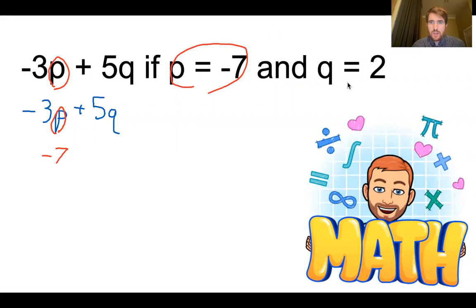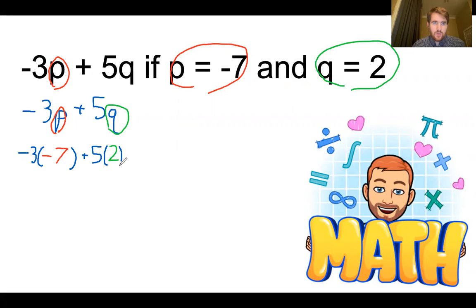Meanwhile, q, on the other hand, is equal to 2. So we will put that in here, 2. And then the rest stays the same. So -3 with the -7 plus 5 with the 2.